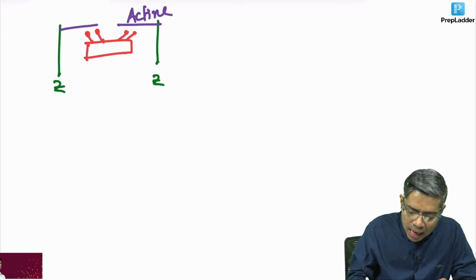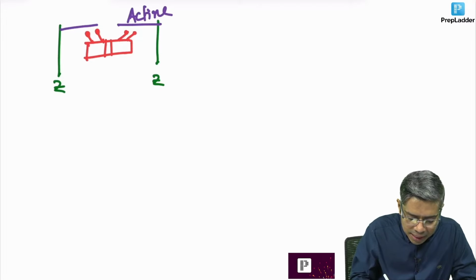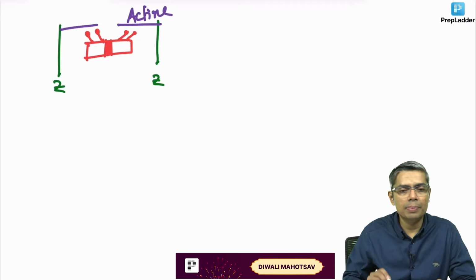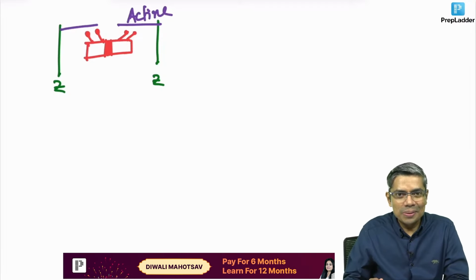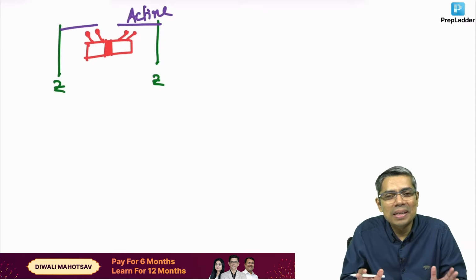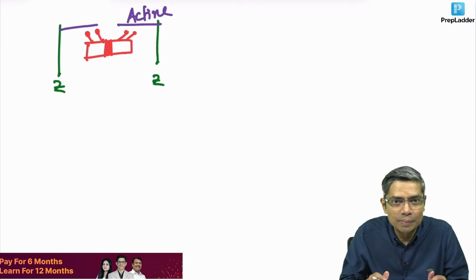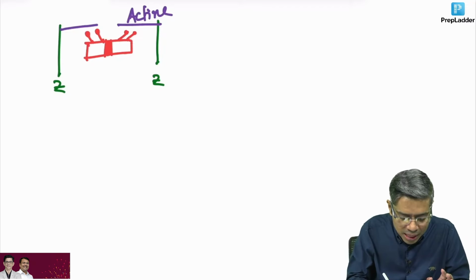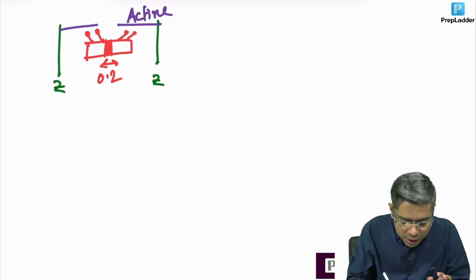Now, at the center of this myosin there is an area where no myosin heads are present. That is the H zone. This portion has a length of 0.2 micrometer.